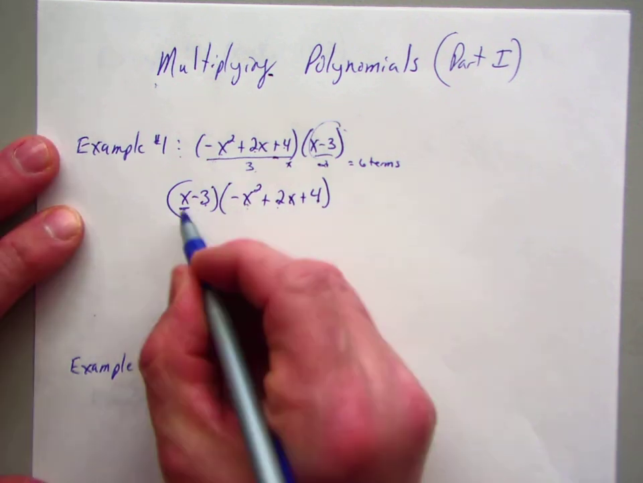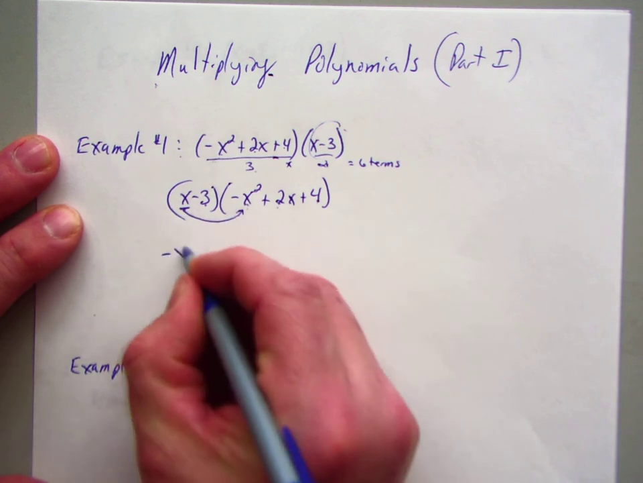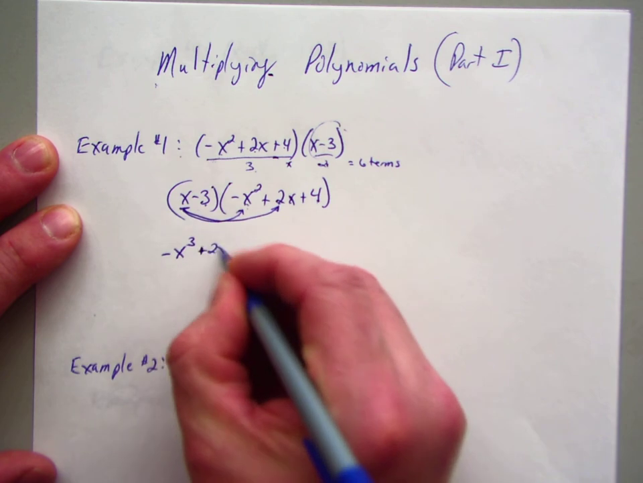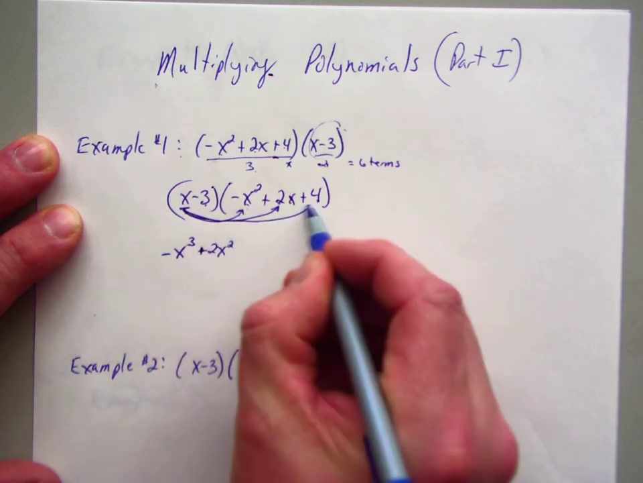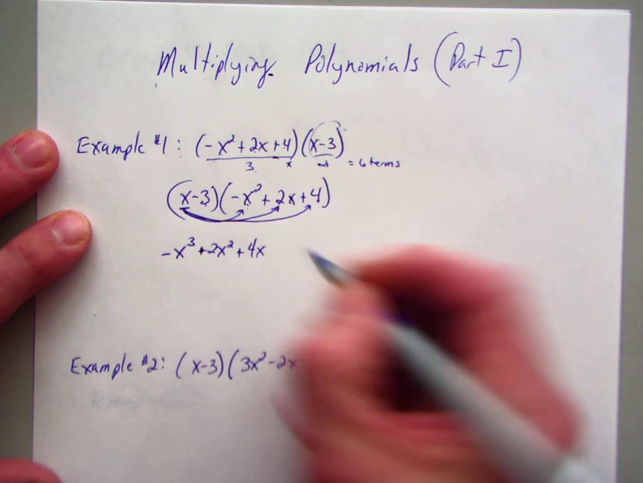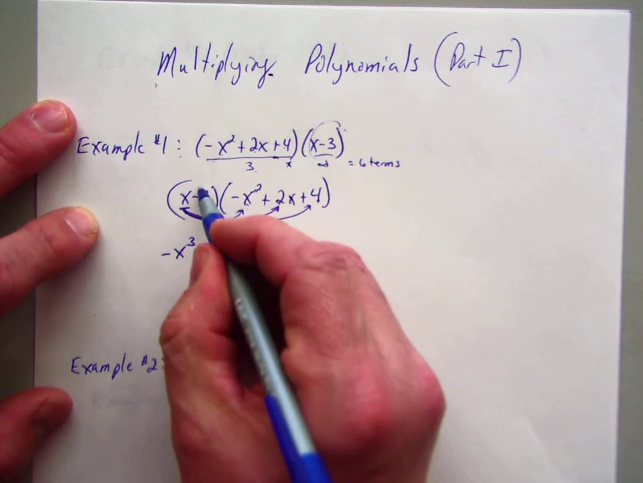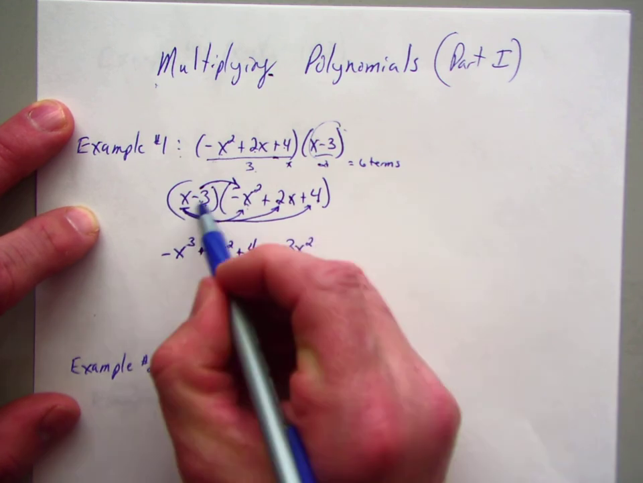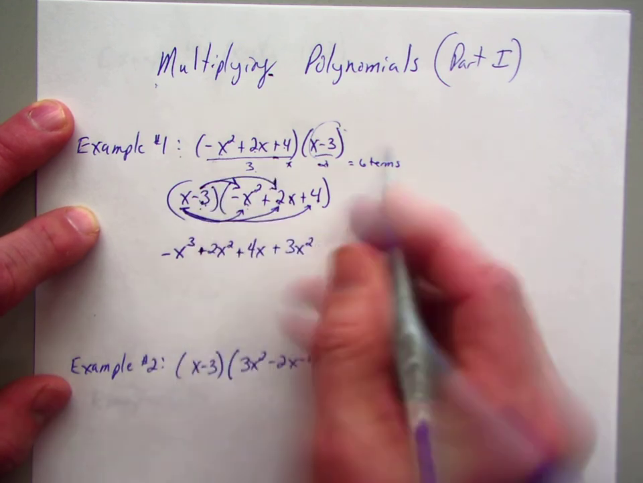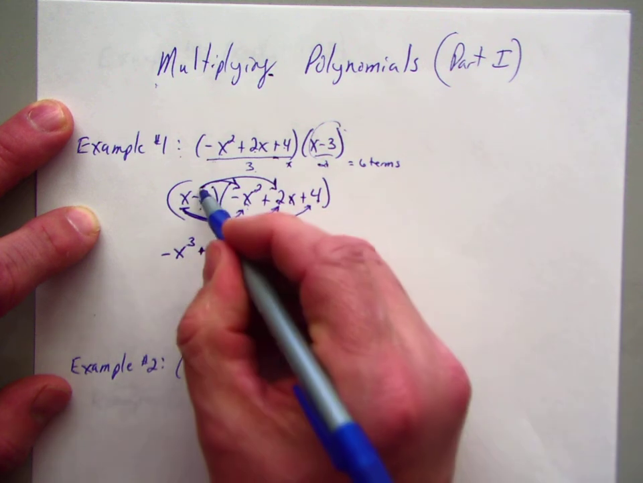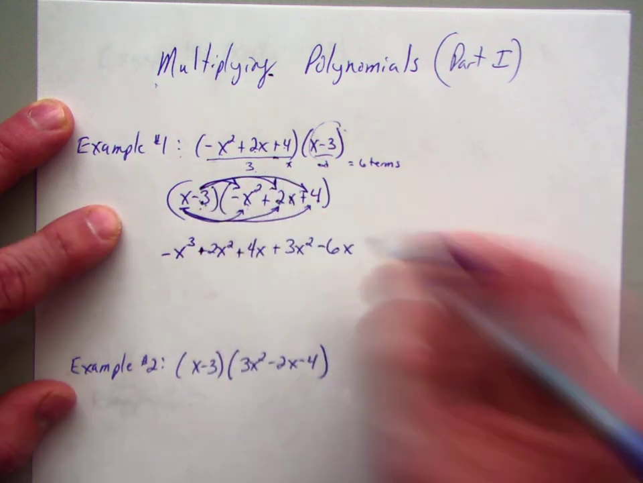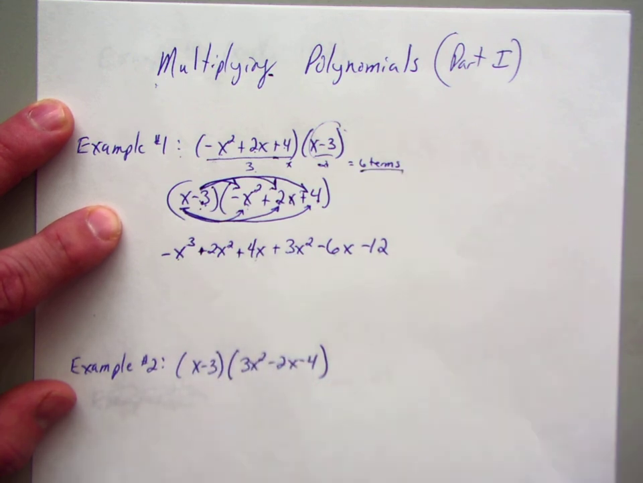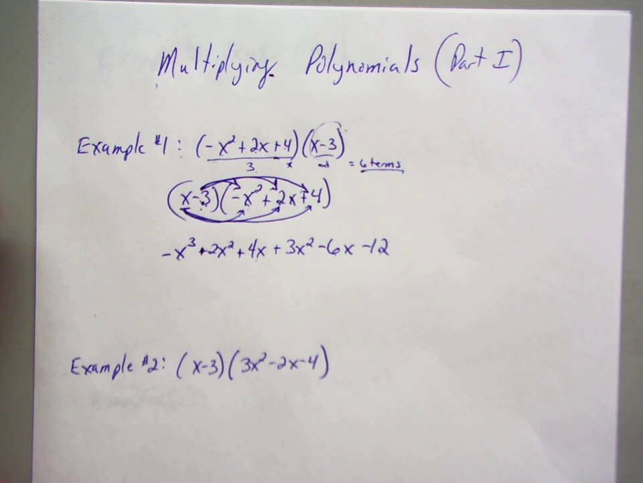So here we go. I'm going to take x times negative x squared, so that's negative x cubed. X times 2x is positive 2x squared. Then x times 4 is 4x. Then I'm going to take negative 3 and multiply it through. Negative 3 times negative x squared is a positive 3x squared. Negative 3 times a positive 2x is a negative 6x. And then negative 3 times a positive 4 is a negative 12. So I got 1, 2, 3, 4, 5, 6, which is 6 terms, so it's a good indication that I did this correctly.